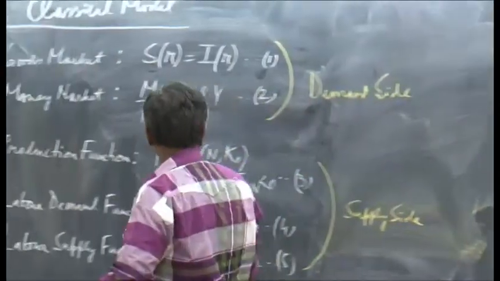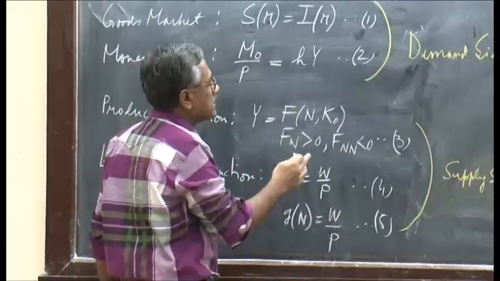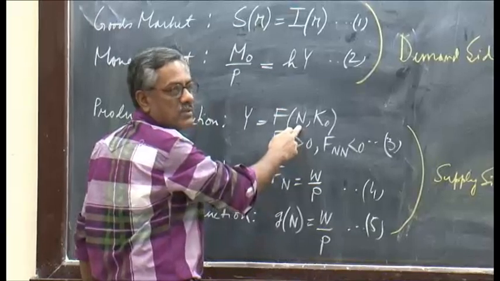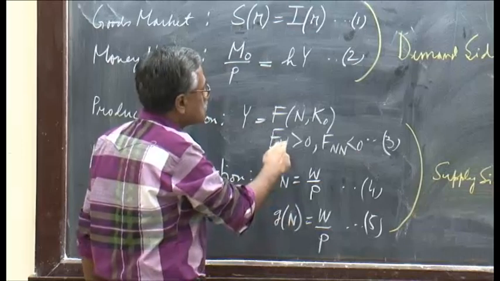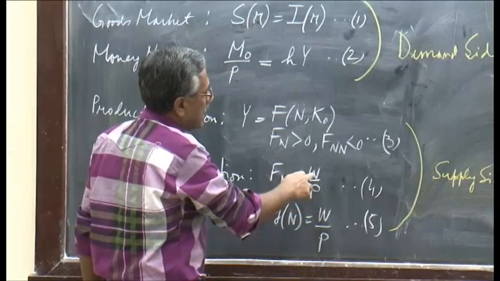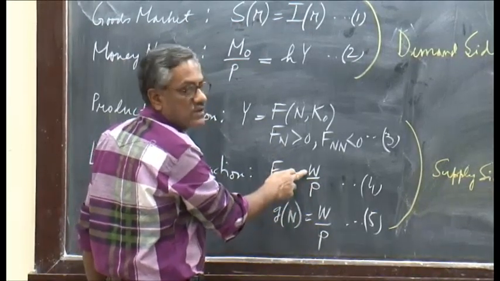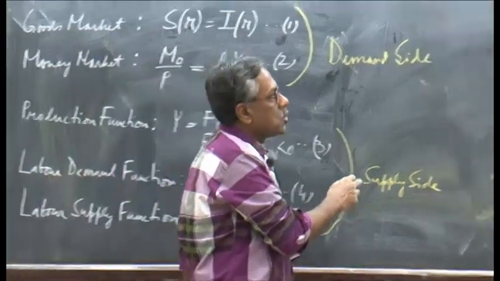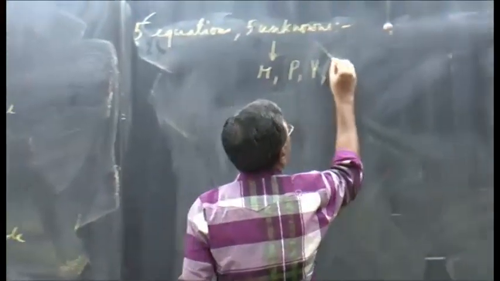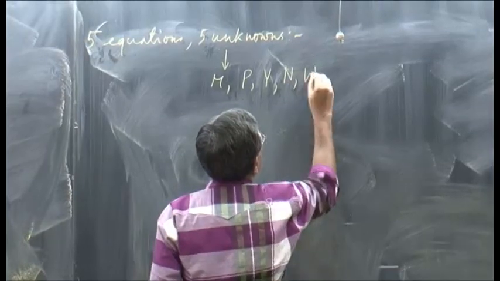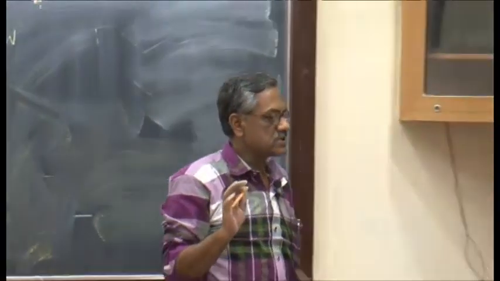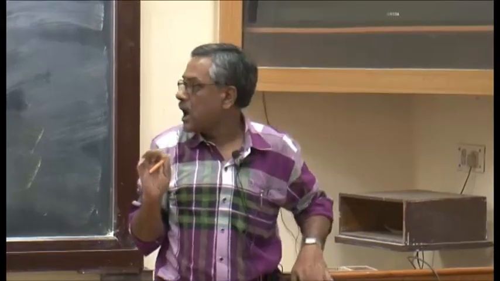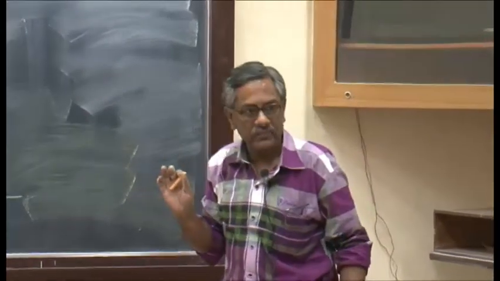What are 2 more? Well, when I come here, I can see 2 more. I don't know what the value of N is, how many people are employed. It will be given by the labor demand, labor supply function. And of course, if P is given, I don't know what the value of W is. So I will have the other 2 as N and W. So it's a determinate system where you have 5 equations and 5 unknowns. The question is, how are we going to solve them?